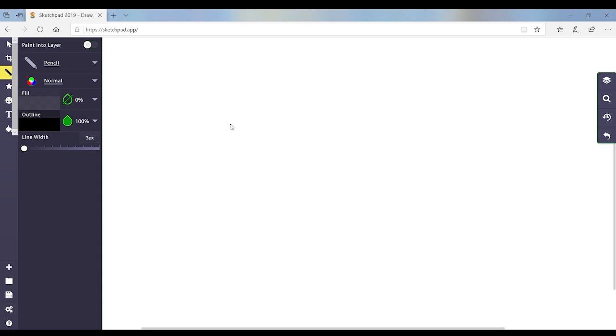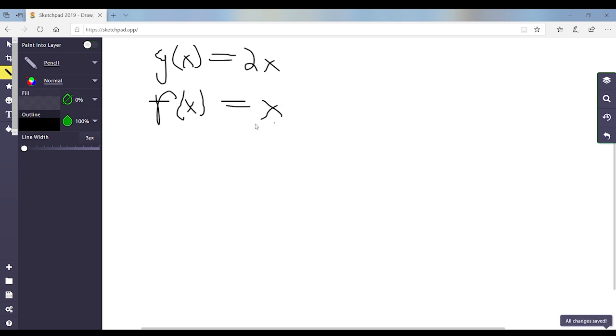Hi guys. So last video we went over combinations of functions using operations, which was finding the quotient, the product, the sums, and the differences of different functions. So we would have a function g equal to something like 2x, and a function f equal to something like x, and we would combine these.